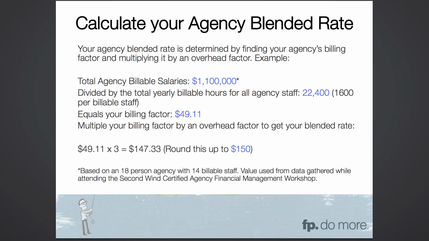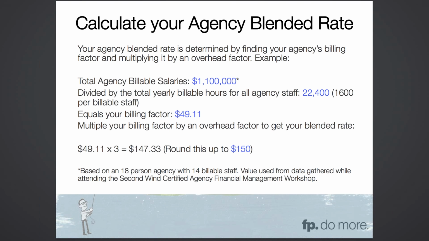But basically what we're looking at here is the total agency billable salaries. Now this figure is going to vary depending on how your agency is structured. It's meant to be the billable salaries. So if you have a bookkeeper who never under any circumstances is going to be billable for anything, their salary is not included in this calculation. Their salary should be included in your overhead calculation and should be included in your overhead factoring, which we'll talk about today and next week, but they should not be included in the billable salaries.